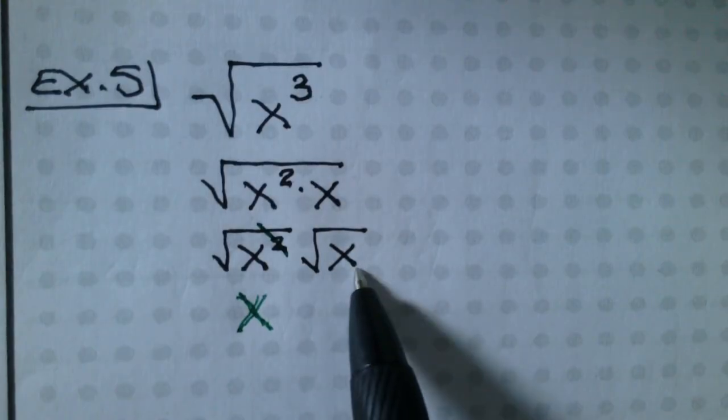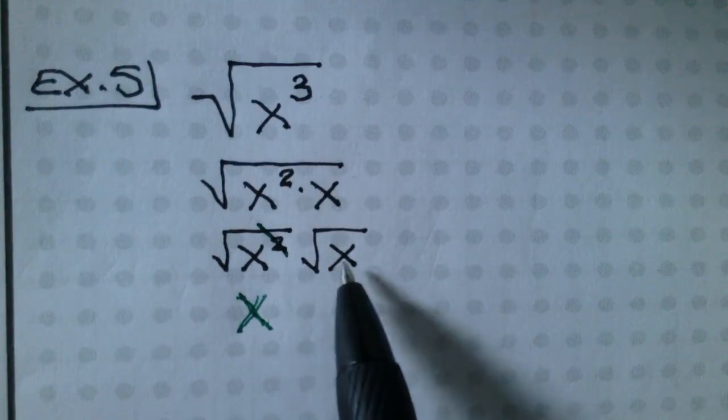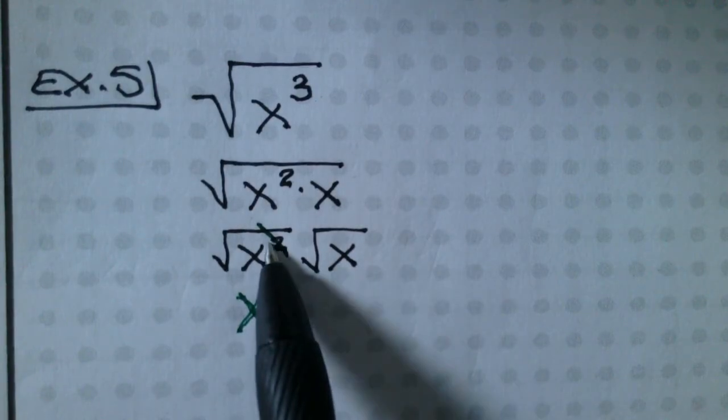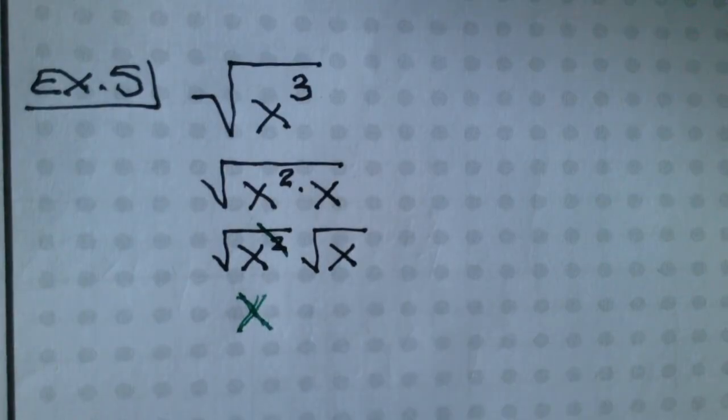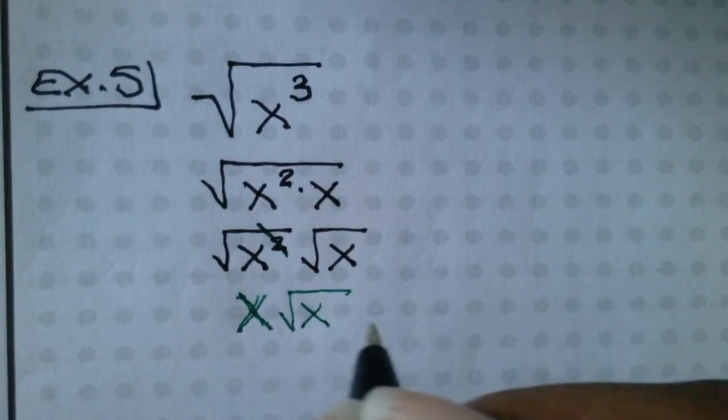Because this is a square root, in order for me to cancel things out, it has to be a square. But there's 1 left, so if I can't break it down, I bring it down.